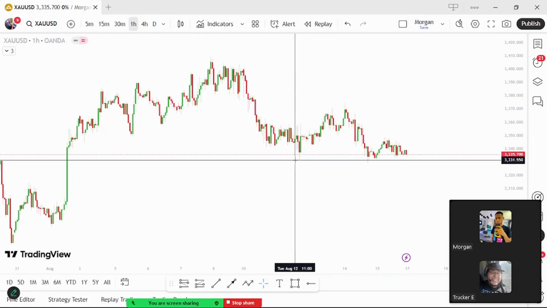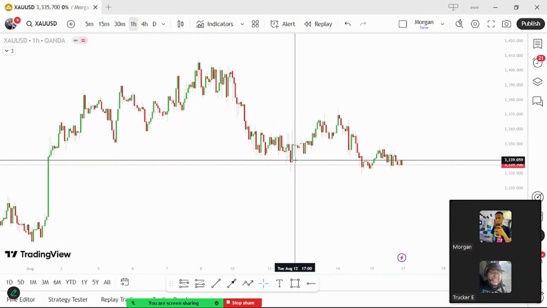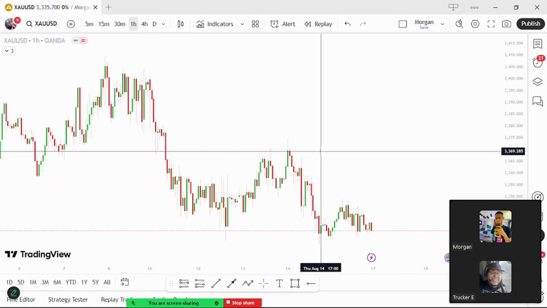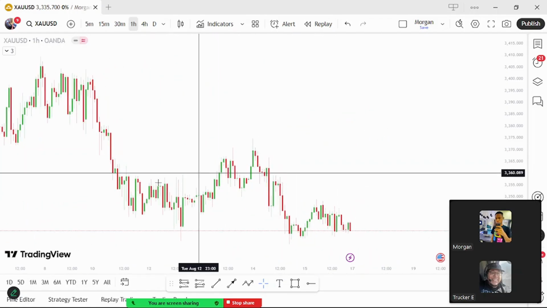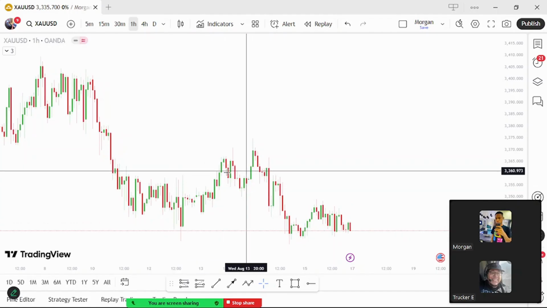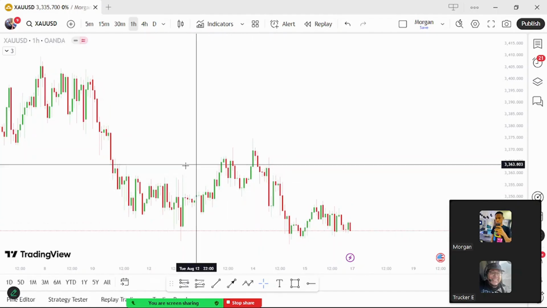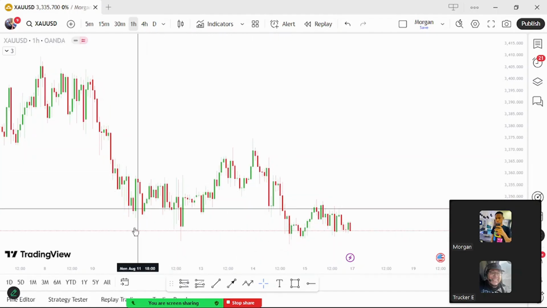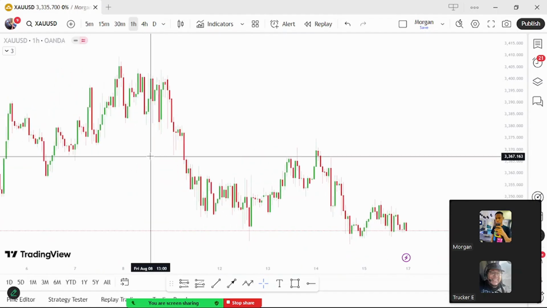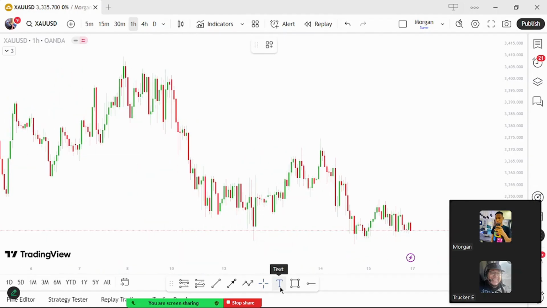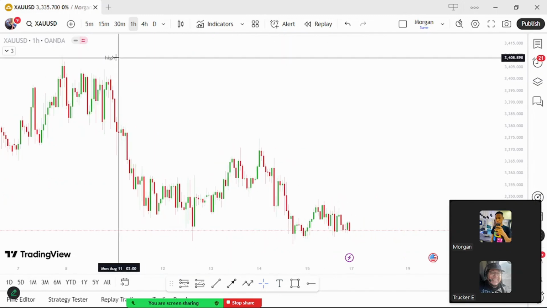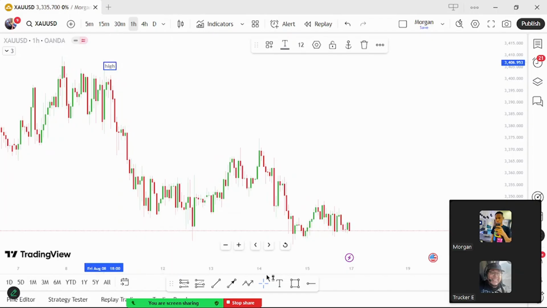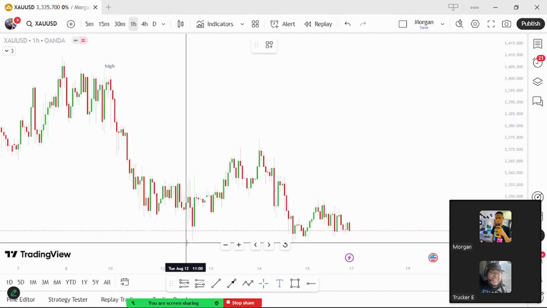So on gold right now, here's what we see on gold. Seeing that price around this level is pretty choppy. It's looking pretty bad. You don't want to trade anything inside this zone, right? But what we see here is that we have a high here, and then we have a low.